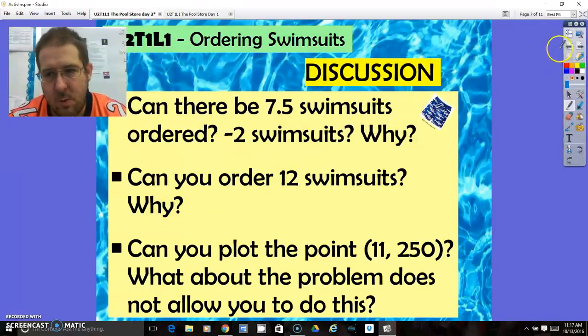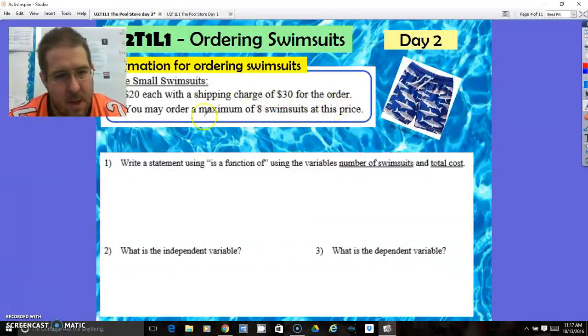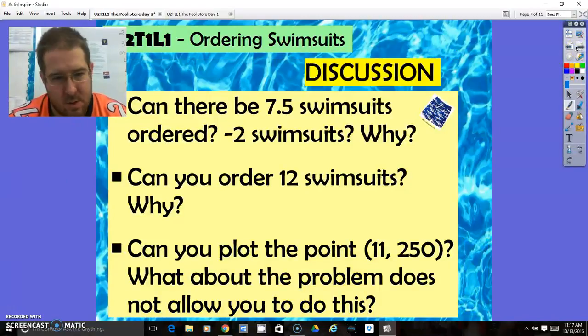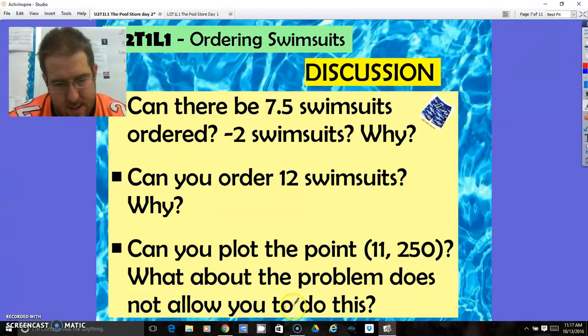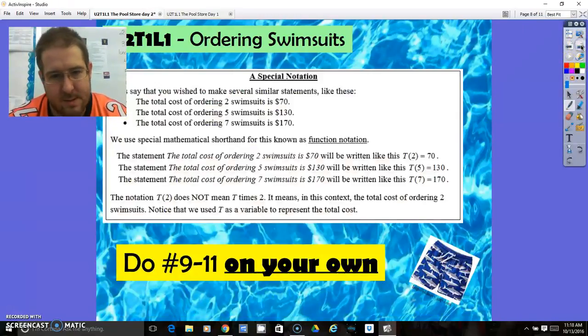Can you order 12 swimsuits? Well, according to the directions, I believe you can only order a maximum of 8 swimsuits at this price. So the answer is no. You cannot order 12 swimsuits. Can you plot the point 11, 250? What about the problem does not allow you to do this? Well, you can't buy more than 8 swimsuits, so that would not make sense. It's 11 swimsuits. Let's say that you wish to have several similar statements like these.